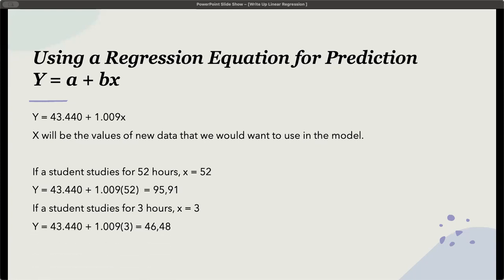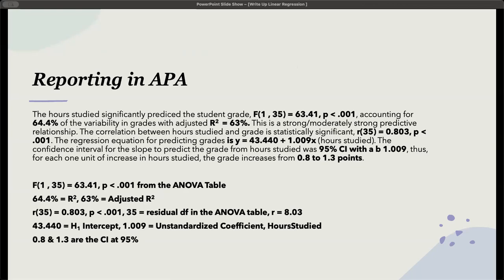If a student studies for 3 hours, in this case, x equals 3. Y equals 43.440 plus 1.009 times 3, and that is 46.48. So their grade would be around 46.48%, according to this prediction model.